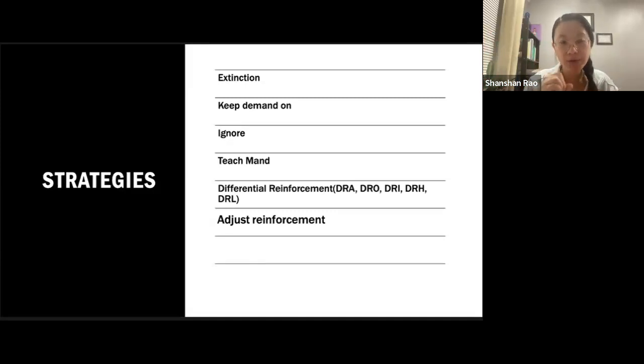Ignore. So ignore is planned ignoring. If the student uses crying, screaming for attention, right, then we're gonna ignore that behavior, but we will teach the student. Like the first example I gave you, right, not giving that attention when you cry or scream, right? I only give you the attention when you're good, when you cooperated, when you're quiet.